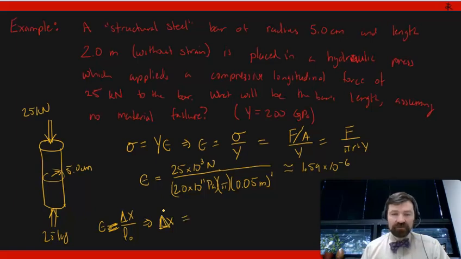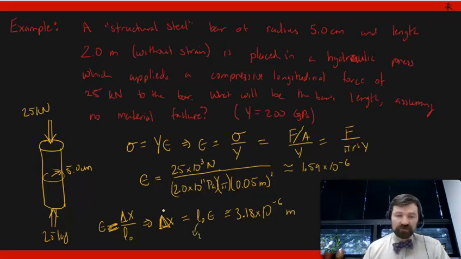That means that the amount of compression would be L naught times epsilon. So if you multiply this number by 2, you get basically about 3.18 times 10 to the negative 6 meters, because this again is 2 meters. That means that the actual length will now be 2 meters minus this number, which with any reasonable significant figures is still 2 meters. We don't have very much compression here.